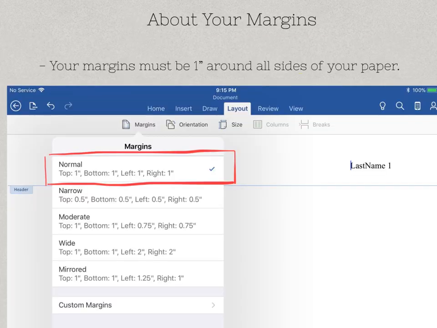Setting the proper margins is an important aspect of MLA style documentation. Your margins must be set at 1 inch around all sides of your paper. The photo below goes into greater detail regarding how to do this.